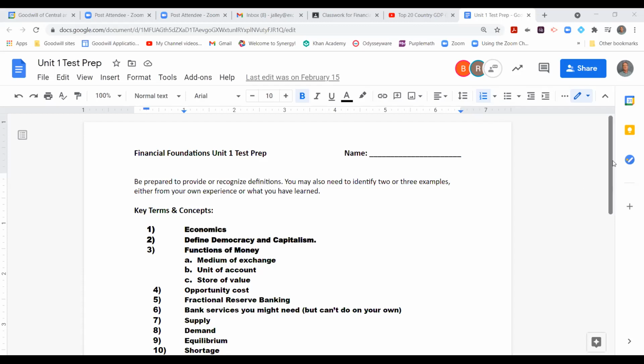So the first thing I want to start off with is a little bit about our main topic this first 4 weeks, which is all the stuff related to economics. And we've talked some about democracy and capitalism as a part of that.